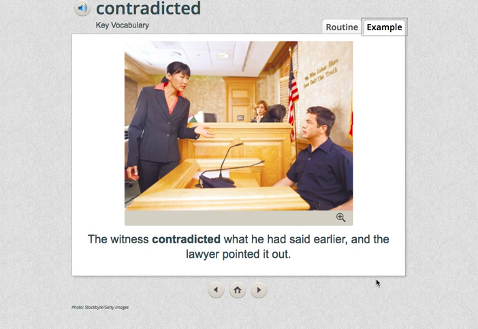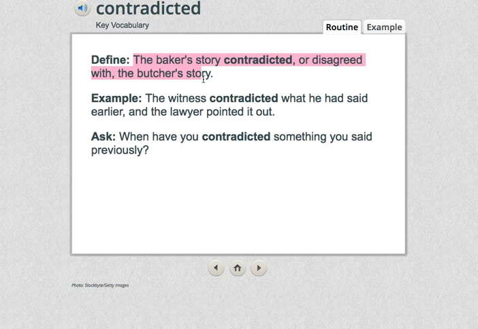So when have you contradicted something that you had said previously? For example, I said that we would get extra recess, but we didn't really earn it, so I had to contradict myself and go back and say something different. So in your notebook, I want you to write the definition. The baker's story contradicted or disagreed with the butcher's story.